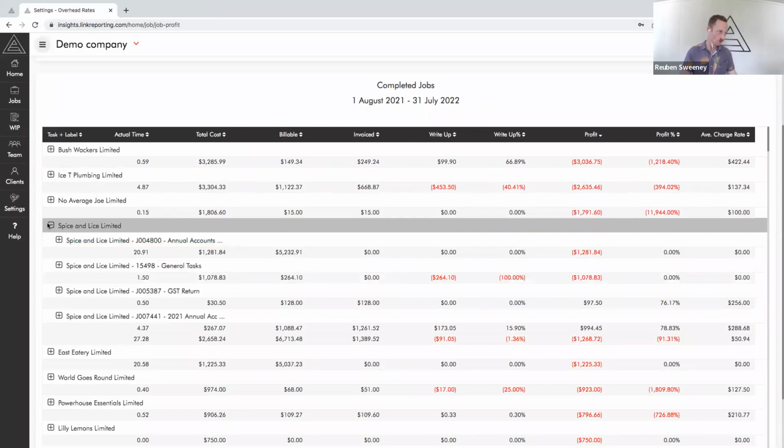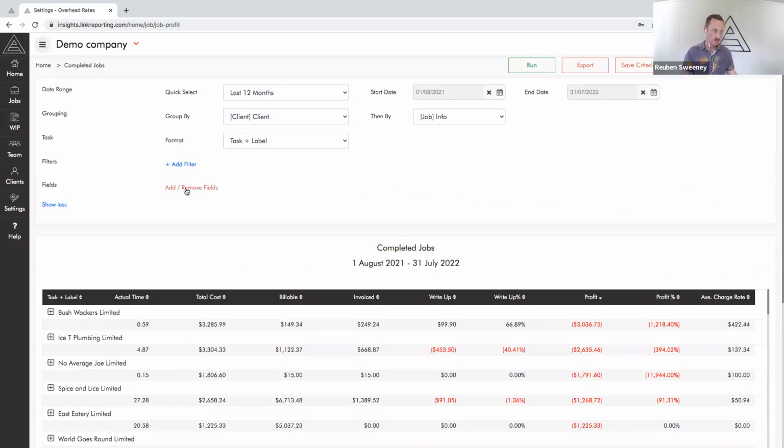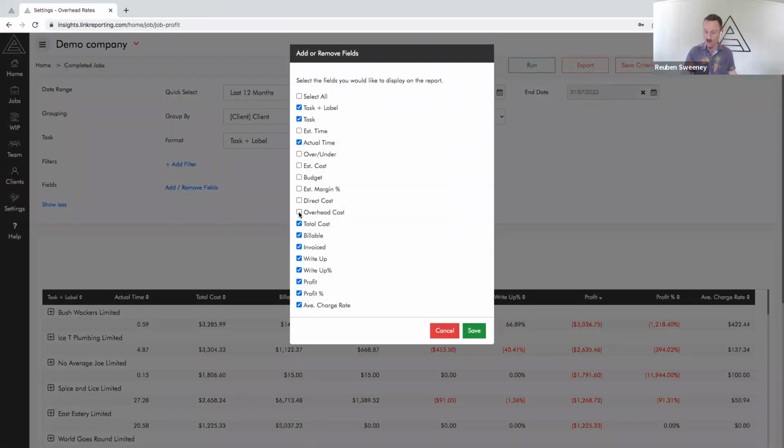There's a lot of other cool things this report does, including average charge rate. And for those of you using link reporting, if you haven't already, click your show more button and have a look at the add and remove fields option. You'll find that we break out direct cost and overhead cost. There's an estimated margin, budget. There's a bunch of other fields that you'll find available.